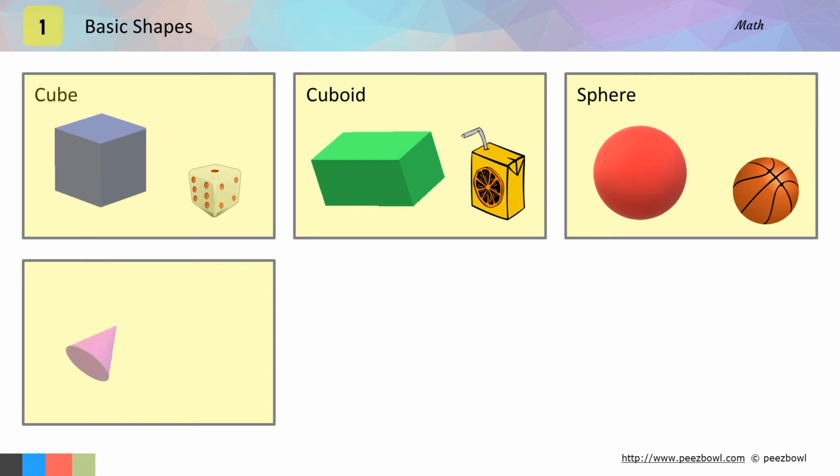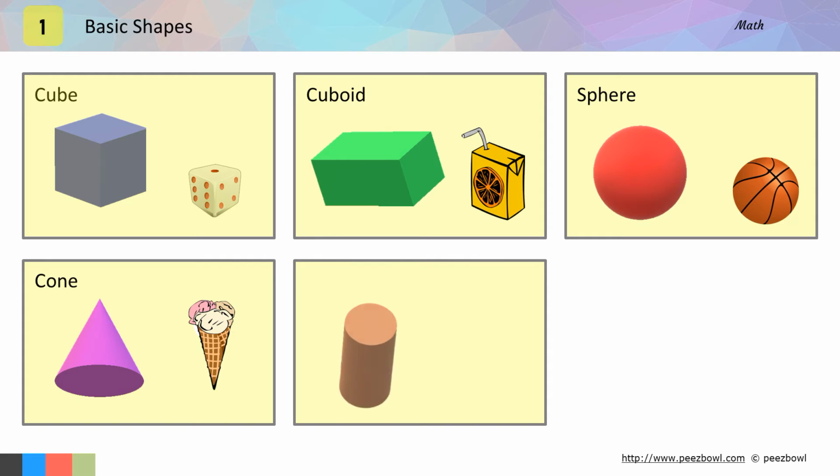After that, we have this shape. I am sure you have seen this picture somewhere. This shape is called a cone. An example of this is an ice cream cone. Let us explore a few more shapes. This time we have this shape. This is a cylinder shape. A juice can is a perfect example of a cylinder shape.